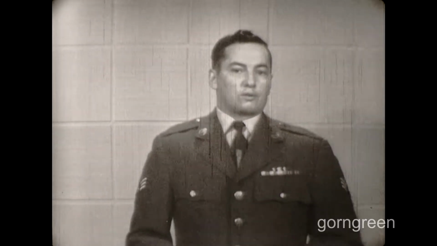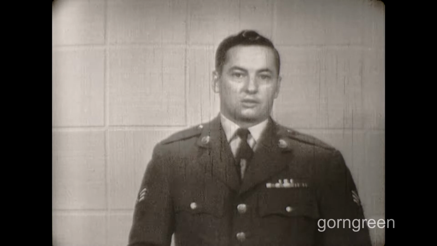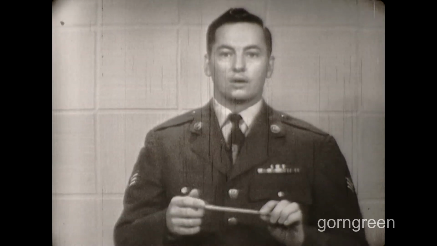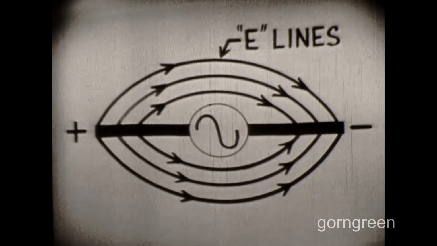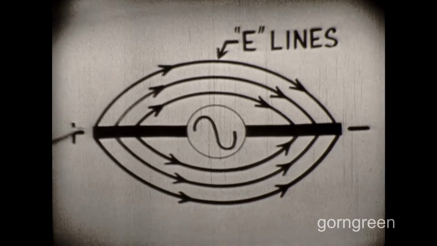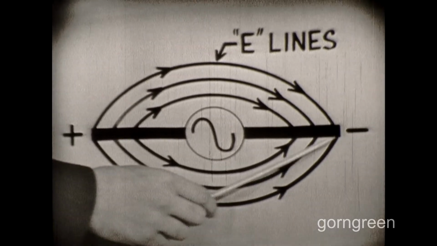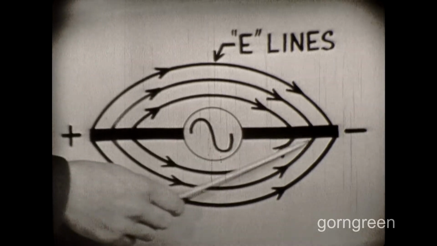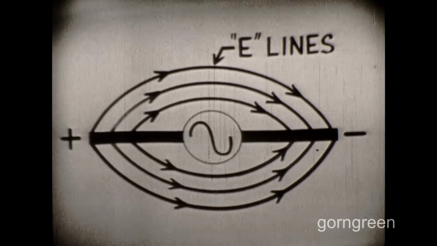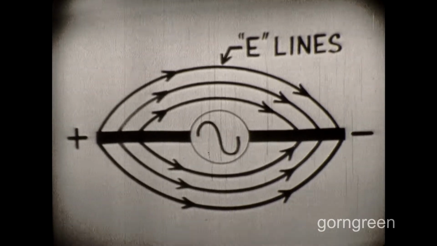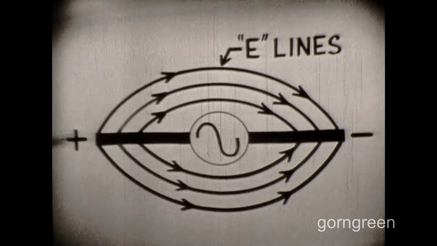Now, we said that as current flows in a conductor, it sets up an electrostatic field around the conductors. The lines of force, which we call E lines, are flowing in this drawing from the positive end of the conductor to the negative end. Naturally, we can only show you the two-dimensional view of the field, but we can see that the lines of force would surround the antenna completely.